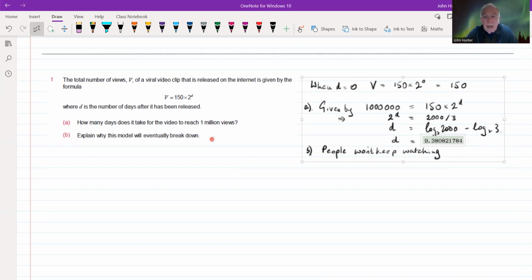Why would it break down? Well, eventually everybody's seen it. So people are not going to keep viewing it. People might look at it for a second or a third time, but eventually your marketplace, if you like, is going to be saturated. So it won't keep growing. But over a certain period of time, it may well be a good model.